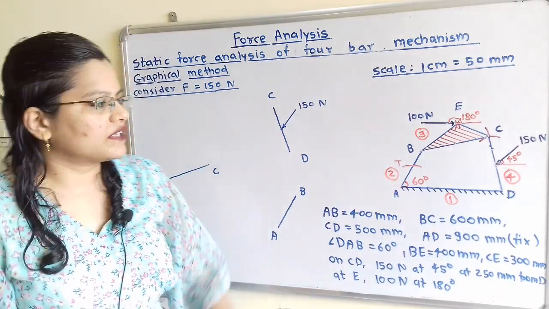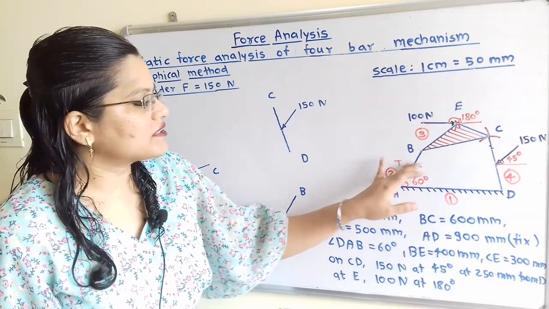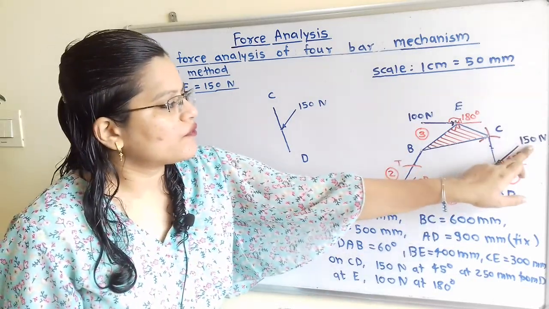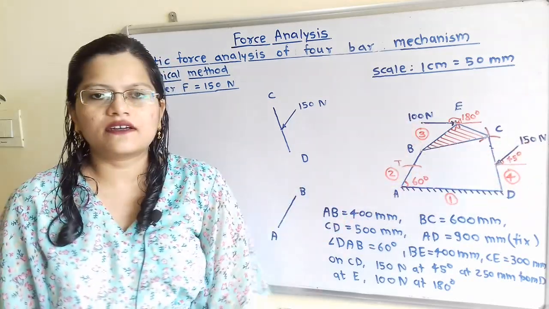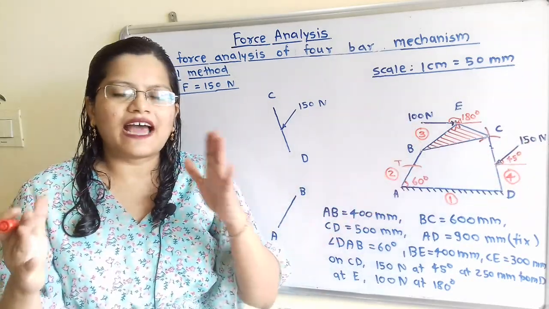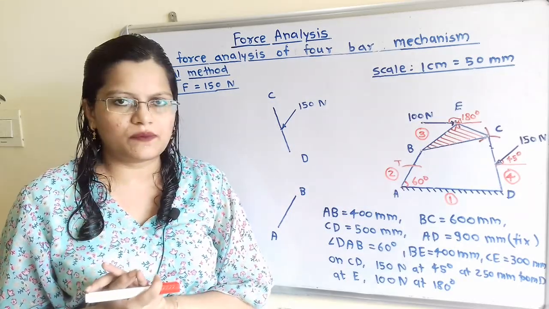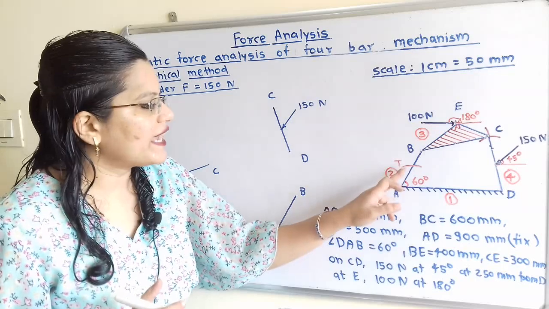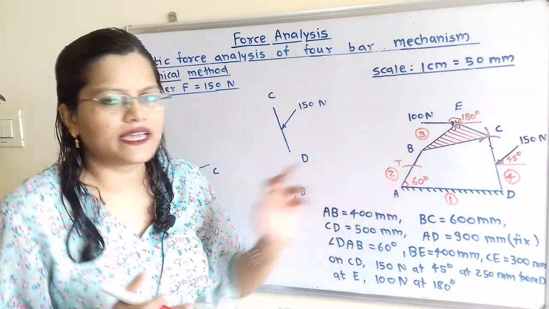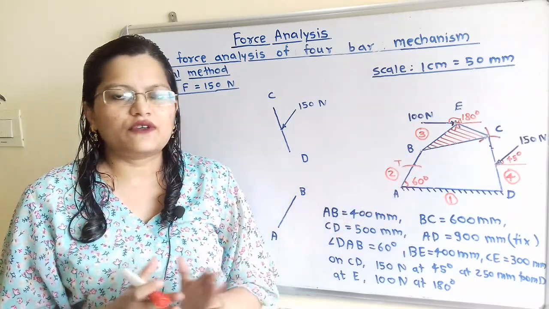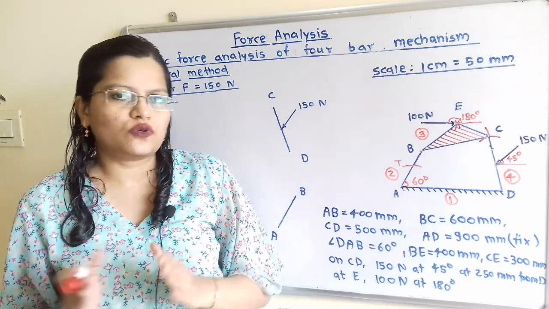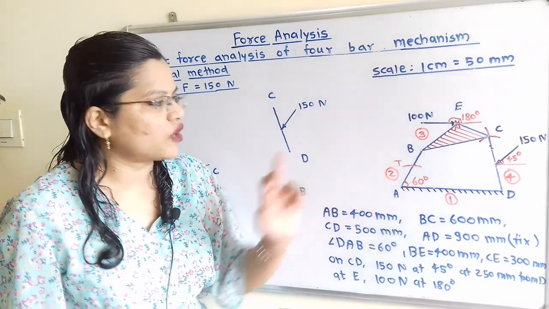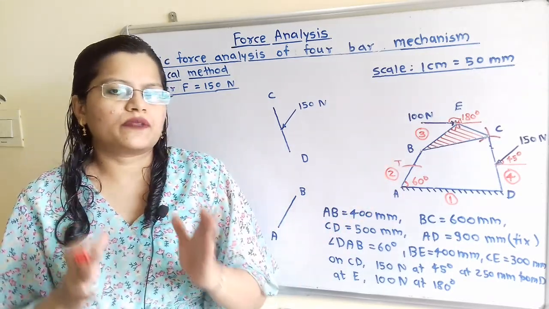Now what is the question? We have to find out what torque is to be applied on link AB. Because of these two forces, 150 Newton and 100 Newton, this mechanism tries to displace from its original position. And to bring the system back into equilibrium, we have to apply torque on this link AB. Now its magnitude as well as direction is not known, and we have to find out the magnitude and direction of this torque T by applying superposition method.